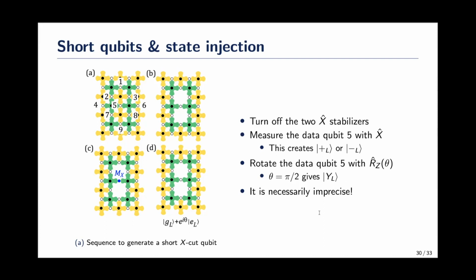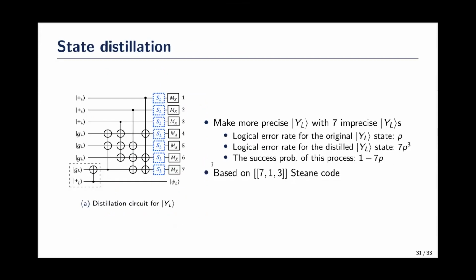Since this is imprecise, we have to make it precise. We can make a more precise logical Y with 7 imprecise Y's using this state distillation. If the logical error rate for the original Y state is P, then the logical error rate for the distilled Y state becomes 7P^3. And the success probability of this process is 1 minus 7P. This process is based on the Steane [[7,1,3]] code.